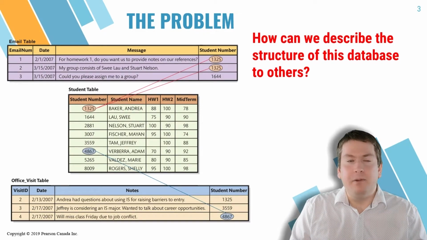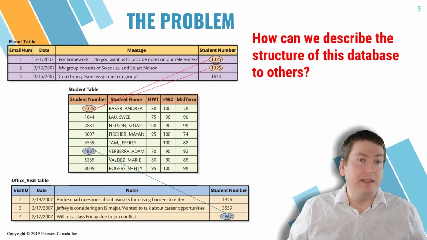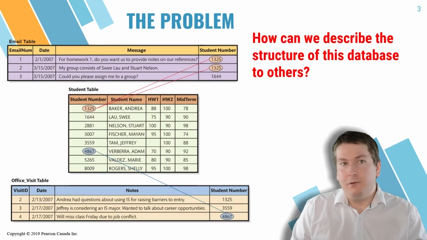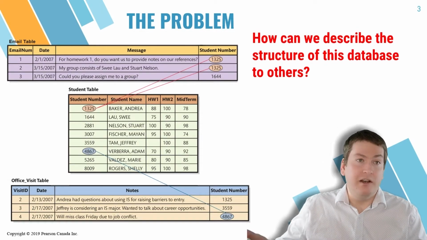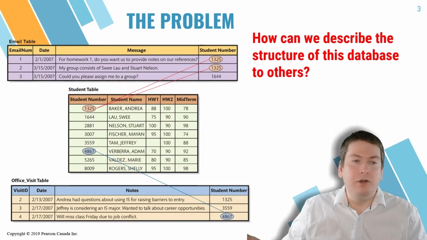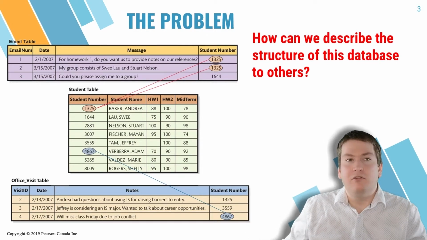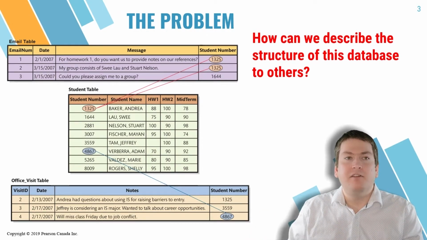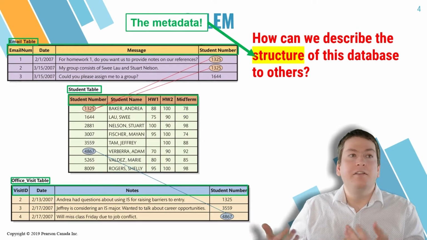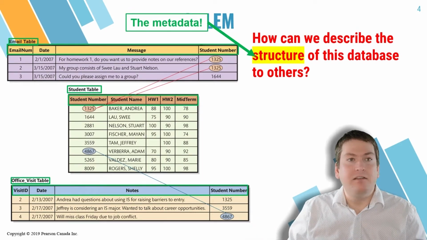We could just give them the database itself, maybe the Access file. Well, that has a few problems. It's going to include a ton of data that might be confidential. We don't really want to send them the data. We just want to describe what kind of data this database stores, or what we might call the metadata. That's data that describes other data.